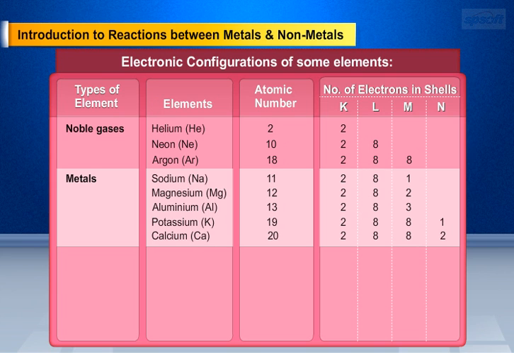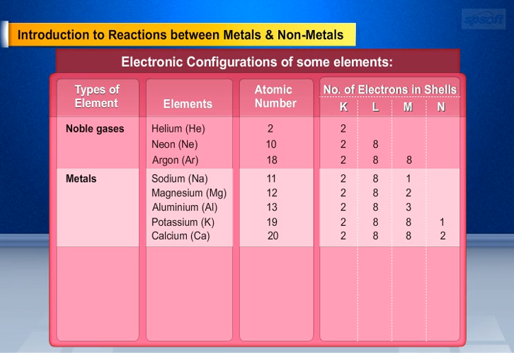Sodium is a metal, and its atomic number is 11, sodium has 2 electrons available in K shell, 8 electrons available in L shell, and 1 electron available in M shell. Magnesium is a metal, and its atomic number is 12, magnesium has 2 electrons available in K shell, 8 electrons available in L shell, and 2 electrons available in M shell. Aluminium is a metal, and its atomic number is 13, aluminium has 2 electrons available in K shell, 8 electrons available in L shell and 3 electrons available in M shell.